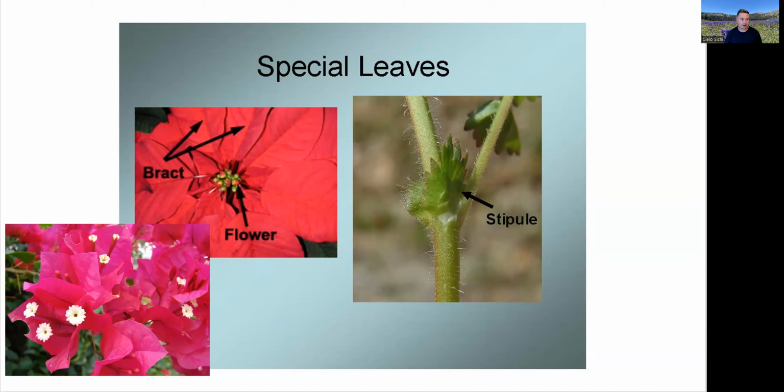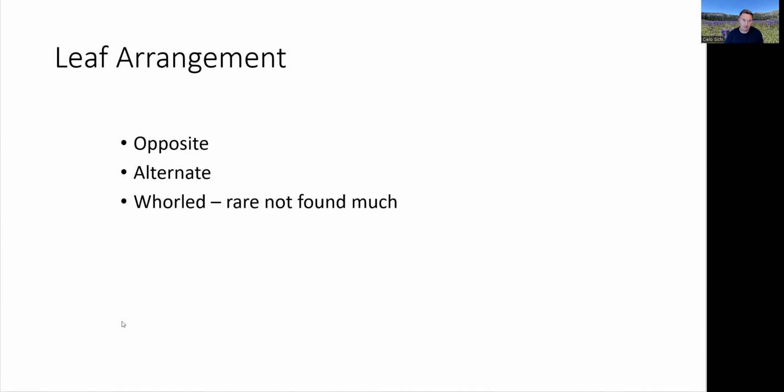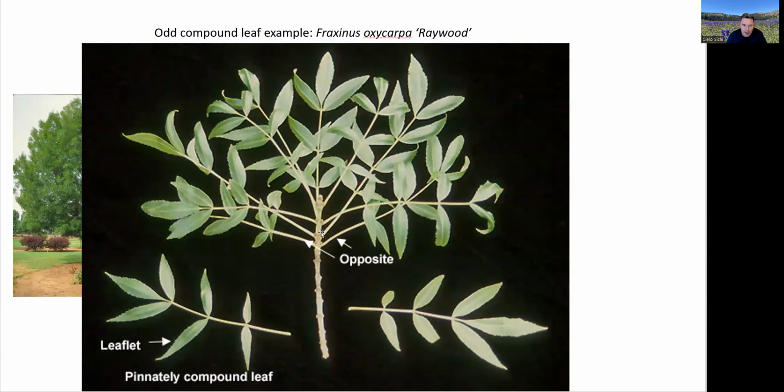Now, next identifying characteristic: leaf arrangement. We alluded to it here, right? So here we're back to our Fraxinus, our ash tree. We've got opposite. It says opposite here. This is in reference to the arrangement of the leaves along the stem. At the node, there are two compound leaves coming off of that node, and they are opposite each other.